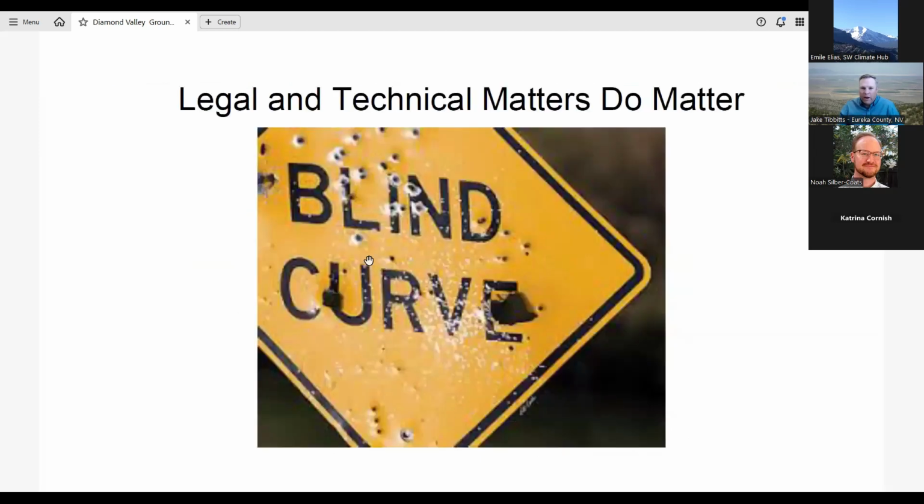One of the struggles we've had along this process is that, as I say here, legal and technical matters do matter. So providing tools to a local community to come up with solutions is great, but there are a lot of capacity gaps. So one of the things when we were developing the groundwater management plan is we did have a local hydrologist that was assisting. We had a lot of the technical expertise. We had an irrigation specialist. We had all the great efforts through extension and a lot of the resources they bring to bear.